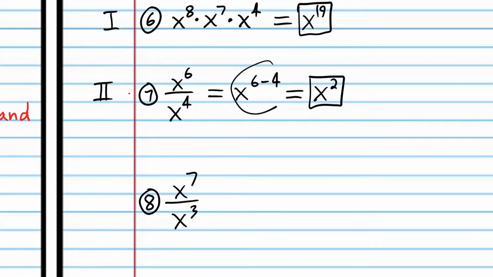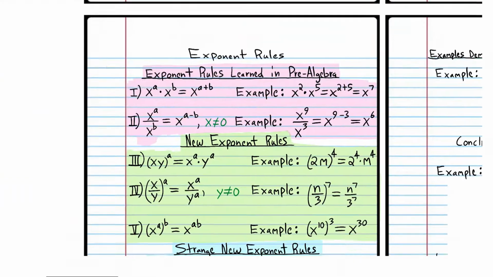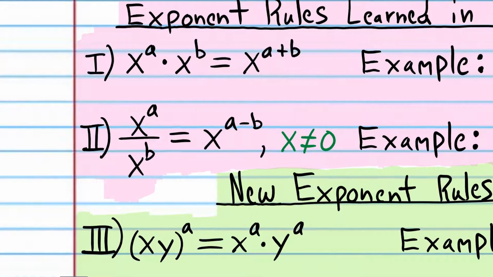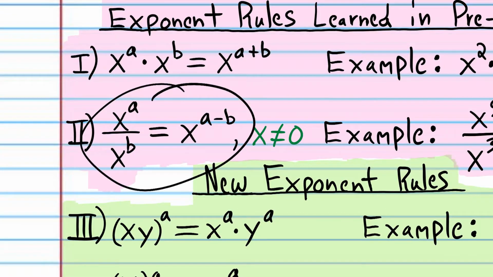So again, you don't have to write this intermediate step. I'm just doing that so that you can recognize what's going on with rule number 2 here. If you have a power and you're dividing it by another power and the bases are the same, then you just write the base, and the resulting exponent is just the difference between the two exponents here. You just subtract.